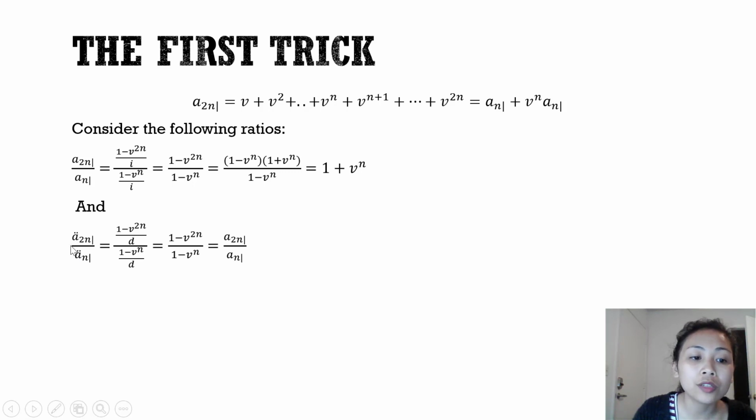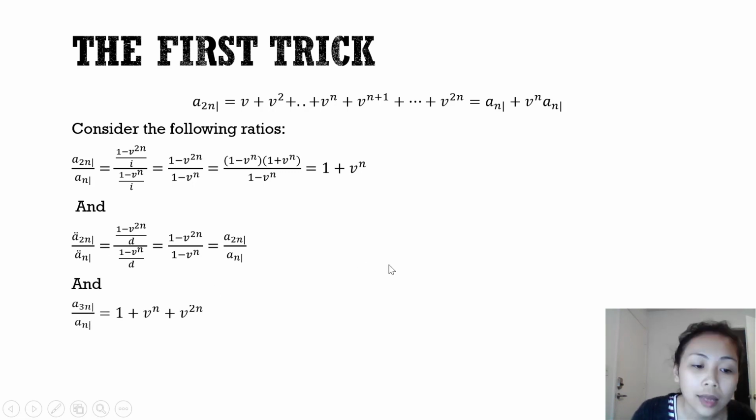And the ratio of two annuity dues, using the formulas, a double dot 2n is just 1 minus v to the 2n over d, and a double dot n is 1 minus v to the n over d, and d with d cancel, so we have the same formula as here, and this is the same as a of 2n over a of n. So this trick is called double dot cancel. If you have the double dot on the numerator and also the double dot at the denominator, you can cancel them.